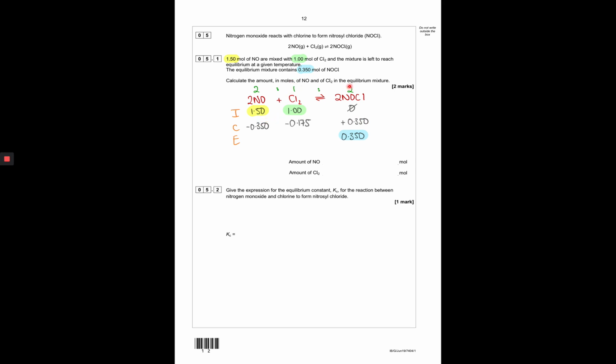It's a ratio of 1 to 2 of chlorine to NaCl. So if the NaCl increased by 0.350, then the Cl2 must have decreased by half that amount. And then we just subtract those changed values from the initial values and we get our equilibrium values.